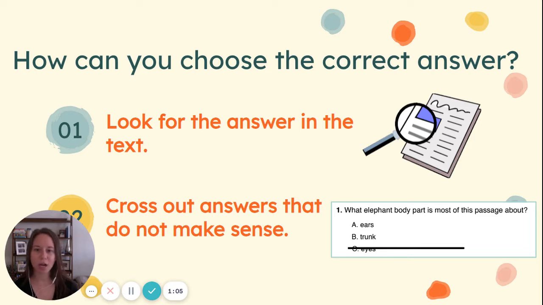You can also cross out any answers that don't make sense. If you choose an answer choice that you think might be correct, and you go back to the text and can't find it in there, it's probably not the right answer, and you can cross it out.